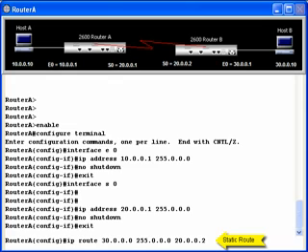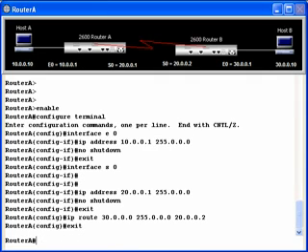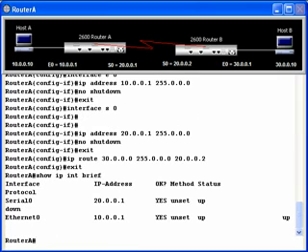Here is the static route command. IP route 30.0.0.0 is the destination network, 255.0.0.0 is its subnet mask, and 20.0.0.2 is the next hop address. Now let's see the IP address and the status of each interface of the router. Show IP interface brief is the command used. Now we have completed configuring router A.